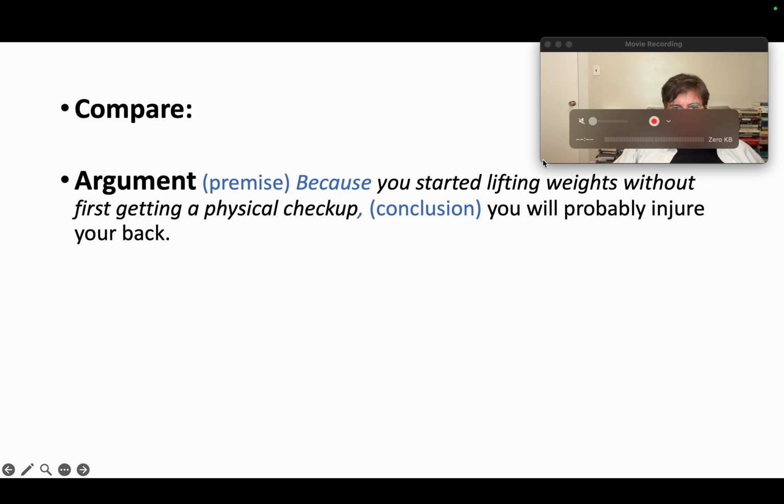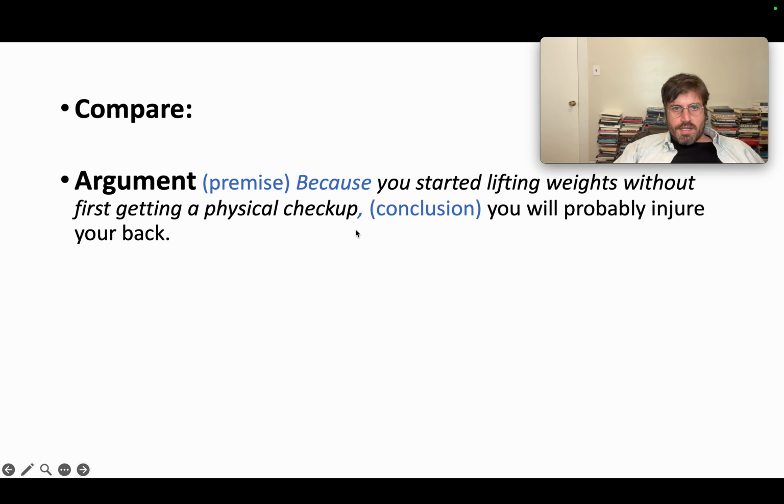So let's look. If we take this first clause as a premise, because you started lifting weights without first getting a physical checkup, you will probably injure your back. So this first example is an argument, right? It's not certain that a certain set of events will transpire, but it is, in a way, making a case for the likelihood that a certain set of events will transpire. We'll talk about the structure of inductive arguments in greater detail in the next video. But suffice it to say for now that inductive arguments often will be attempting to rest the truth of their claims on the likelihood of some future scenario.